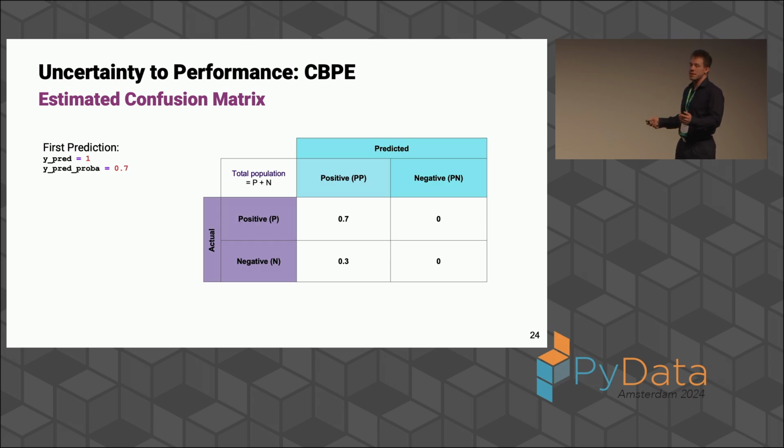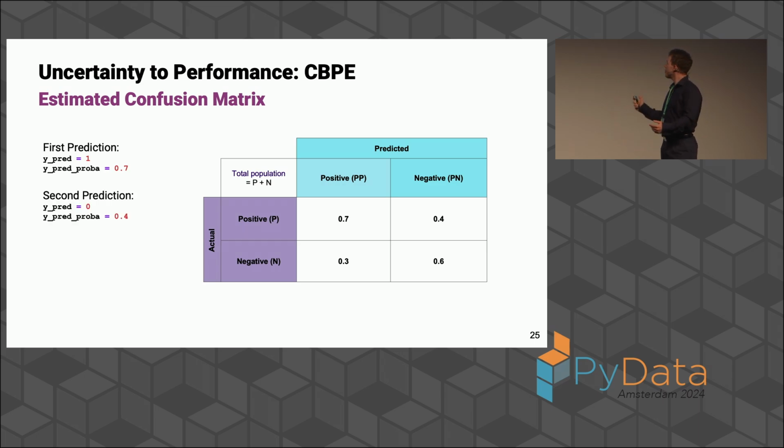And this is really the key insight. This allows us to get this. And once we have this instance-level confusion matrix, we can take lots of instances, just sum them up, and then we can compute any metric we want based on that.